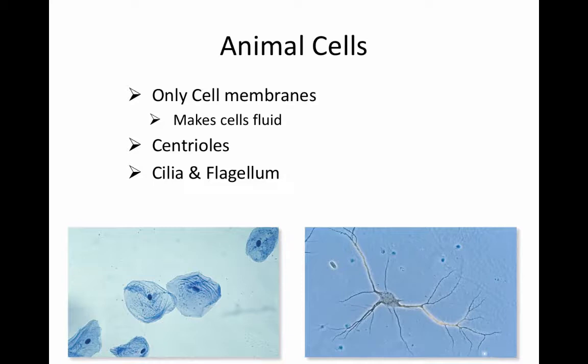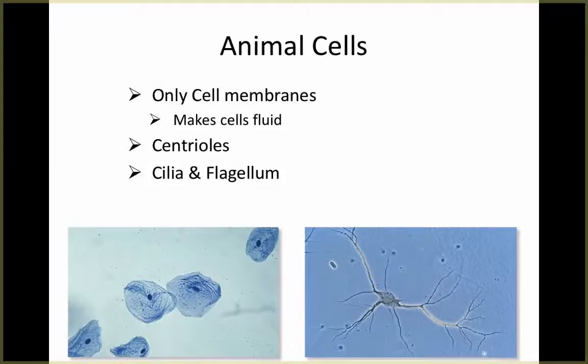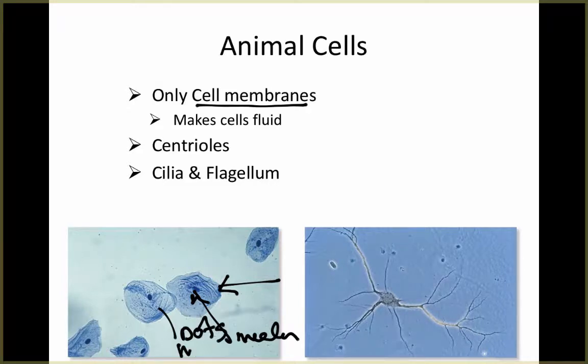You have animal cells. These guys, like us, have only a cell membrane. You can see these are cheek cells, and you're going to be able to look at them later. On the outside they have the cell membrane. Here you can actually see a nucleus. Those little dots are mitochondria, so they actually have organelles. That whole fluid is the cytosol itself.